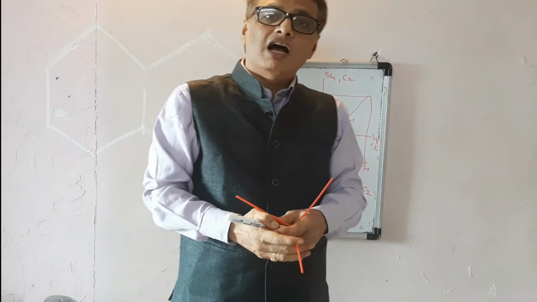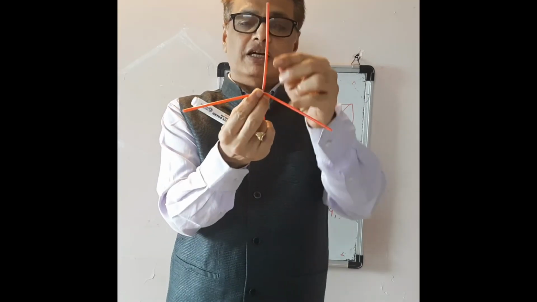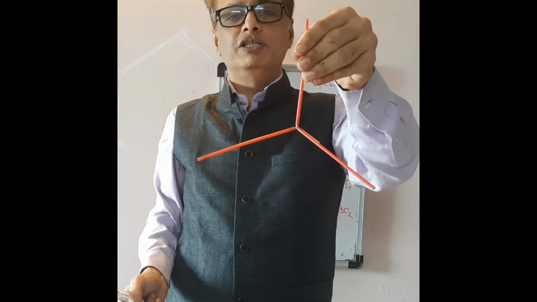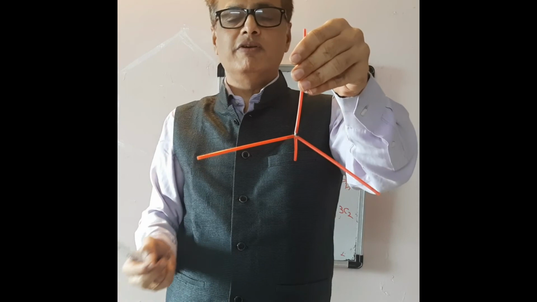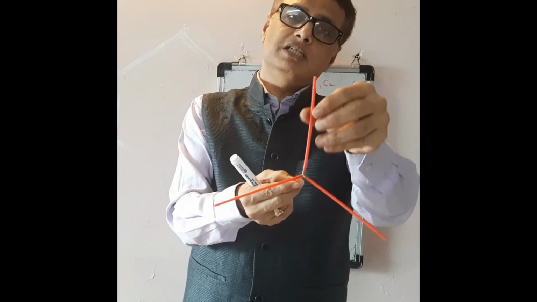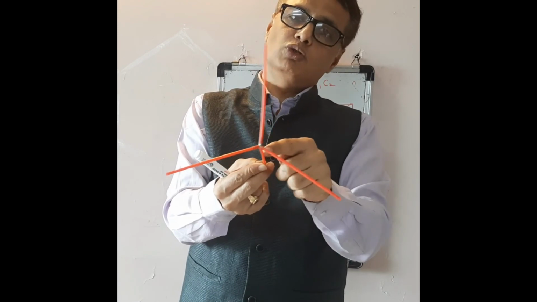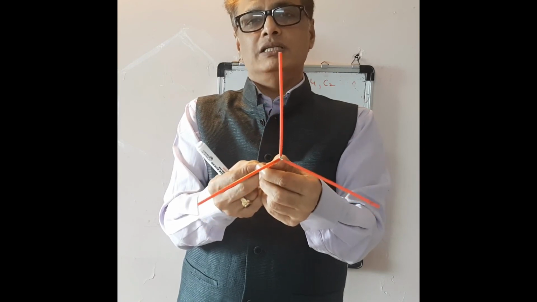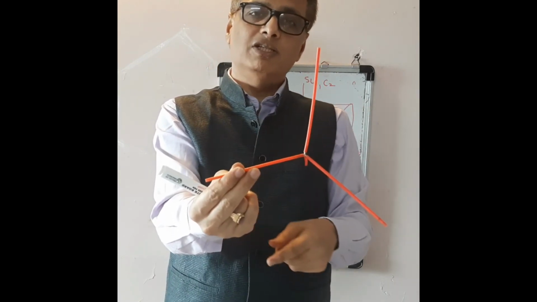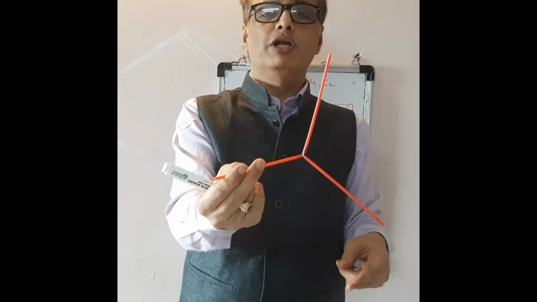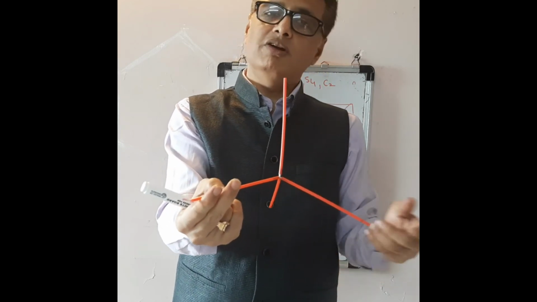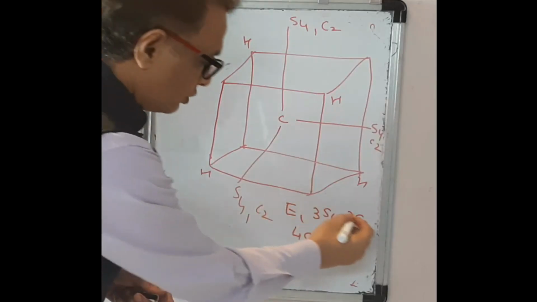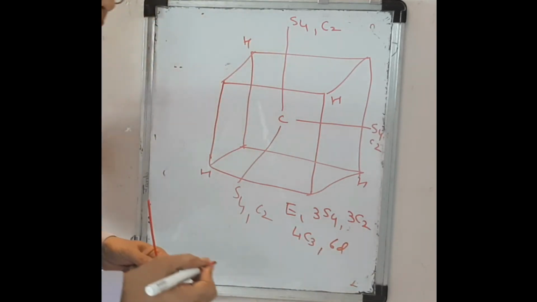Now let's understand how it contains four C3 axes. If we consider this line as an axis, and if it is rotated by 120 degrees, which brings the molecule into an equivalent, another two rotations by 120 degrees give the original configuration. So this is considered to be our C3 axis. Similarly, this is also our C3 axis. Similarly, if we consider this line as an axis and rotate by 120 degrees, another two rotations by 120 degrees give the original configuration. Similarly, this is the fourth C3 axis. So it contains E, 3S4, 3C2, 4C3 and 6 sigma D planes.